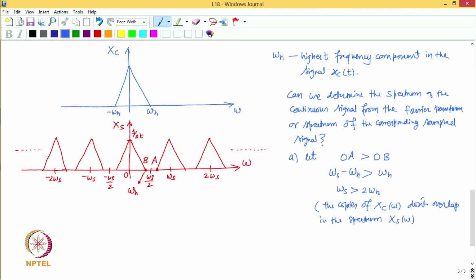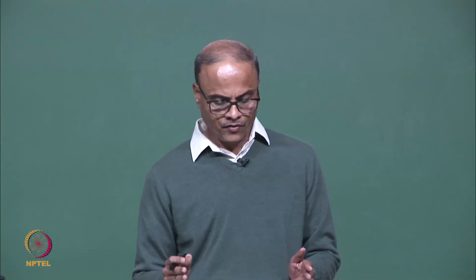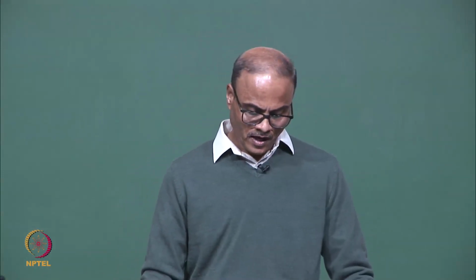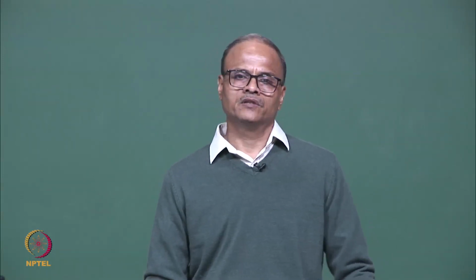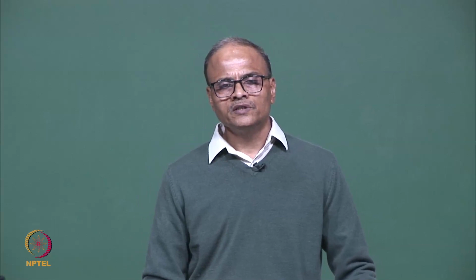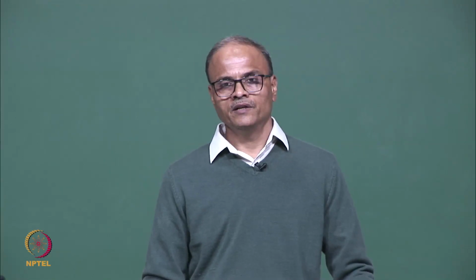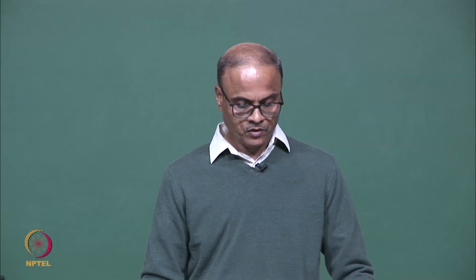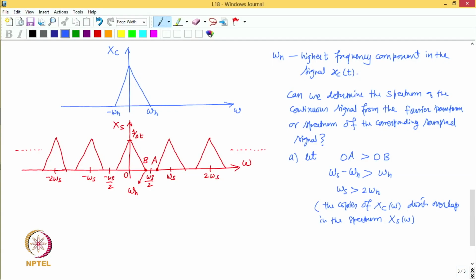If that is the case, then we can use a low pass filter whose cutoff frequency is chosen such that it is more than omega h and less than omega s minus omega h. If you use a low pass filter with the cutoff frequency given by that expression, then we can filter this sampled signal and obtain the filtered signal, which describes the frequency domain representation of the continuous signal.